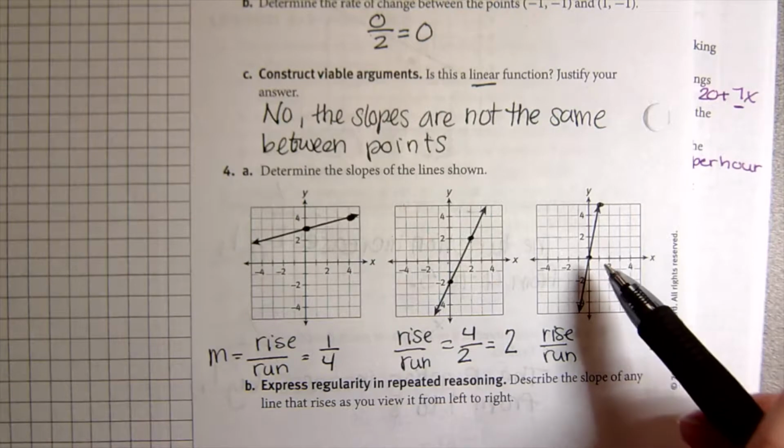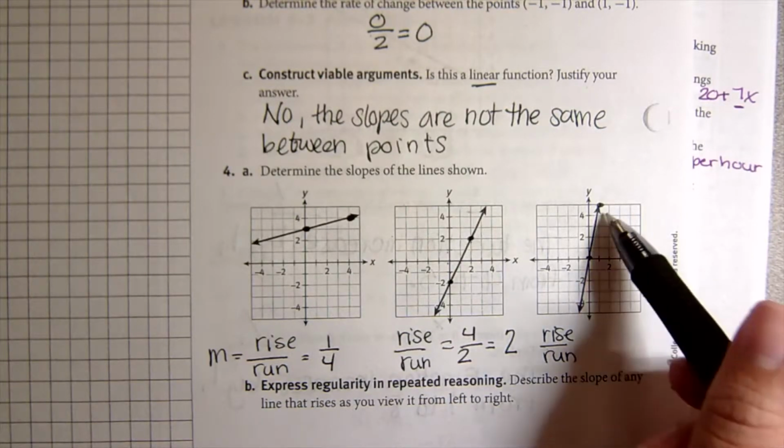So if I pick these 2 points, what is my rise?